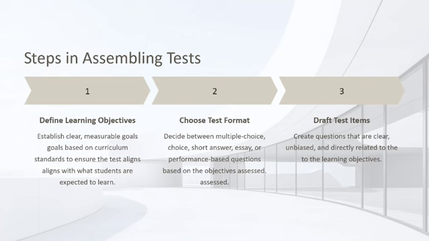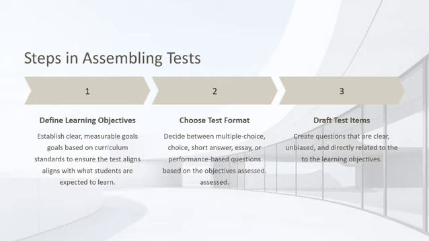Now, what are the steps in assembling the test? First of all, there should be clear, measurable goals that should be based on curriculum standards to ensure the test aligns with what students are expected to learn. Then we should choose the appropriate test format like multiple choice question, short answer, essay, or performance based questions based on the objectives assessed.